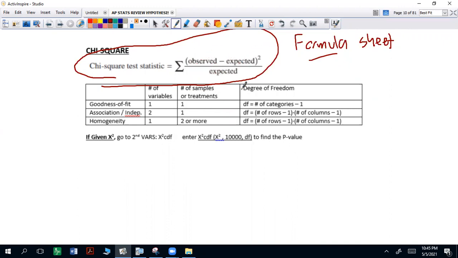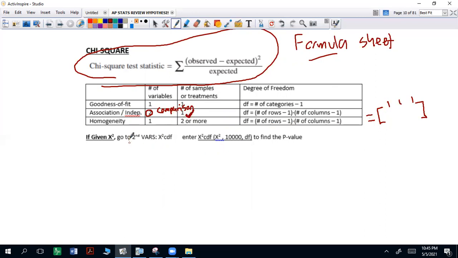And remember that if it's a goodness of fit, it's one variable. We're trying to look at all these different proportions. Your degree of freedom is going to be the number of categories minus 1. If it's association, independence, or homogeneity, your degree of freedom will be in a matrix. You got a number of rows and you got columns, and you just subtract 1 from each and multiply them. And the difference between association and independence is you have multiple variables, right? You're trying to make a comparison, and you only have one sample.